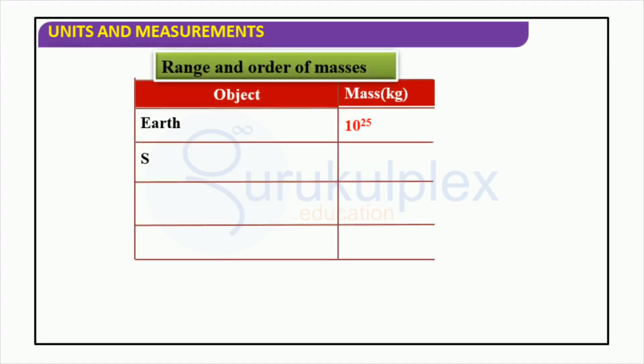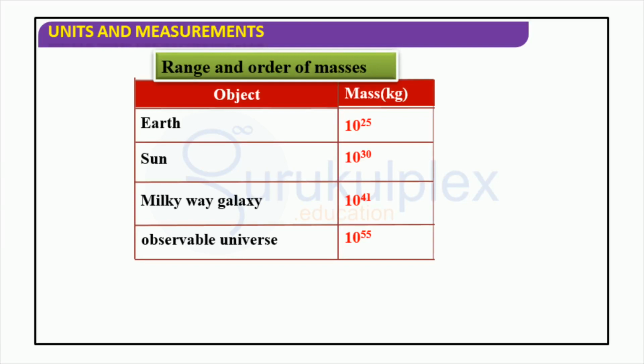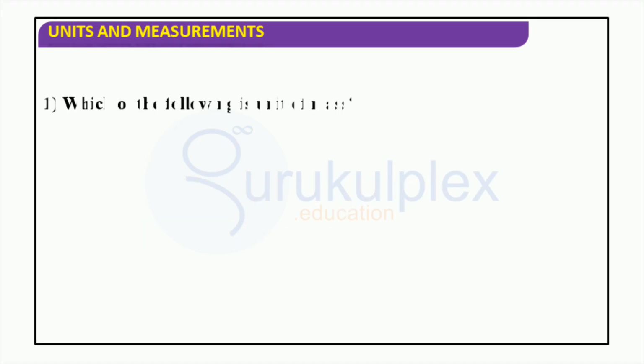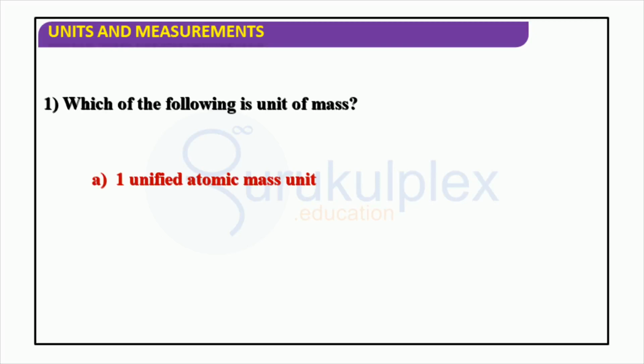We can clearly see from the numbers that the mass of Earth is 10 kilograms, Sun 25 kilograms, Milky Way galaxy 10 to the 30th kilogram and observable universe 10 to the 41th kilogram. Despite their large differences in size and mass, they all have the same measure in mass. It is truly remarkable. The correct answer to this question is D, all of the above.